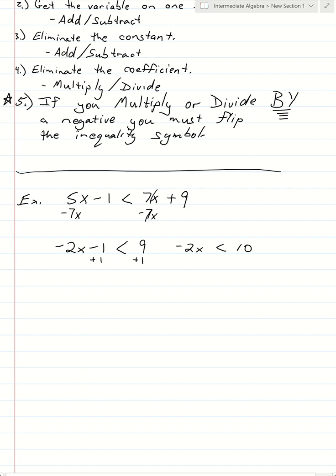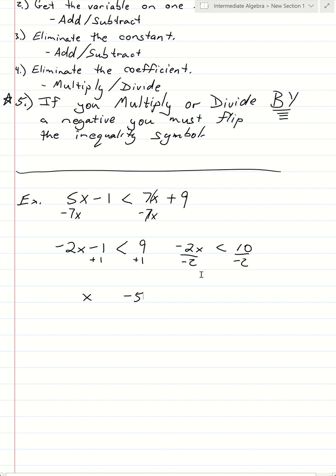We're up to step 4, whereby we want to eliminate the coefficient. To eliminate the coefficient, I am going to divide by the negative 2. On the left side, negative 2 divided by negative 2 is x. On the right side, 10 divided by the negative 2 would give us a negative 5.